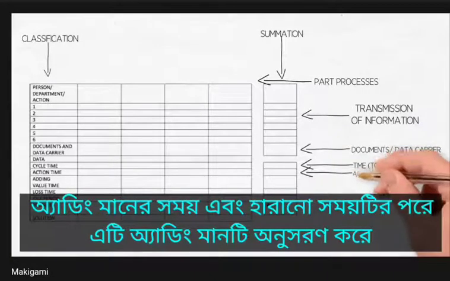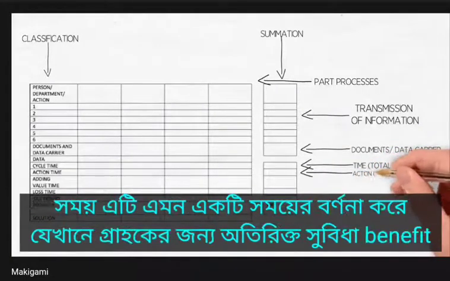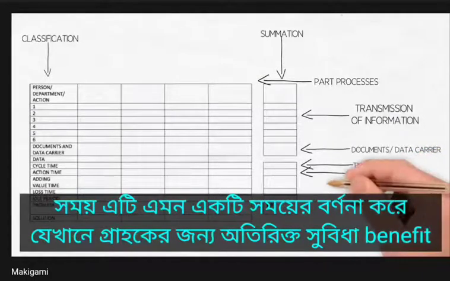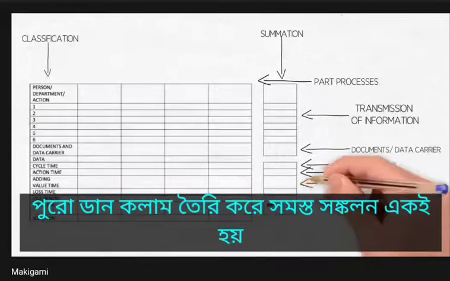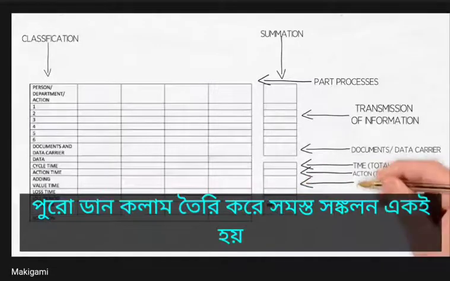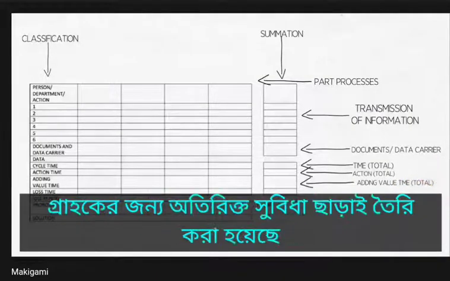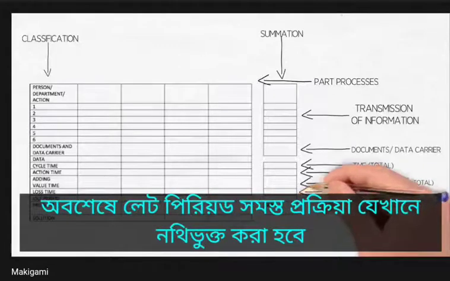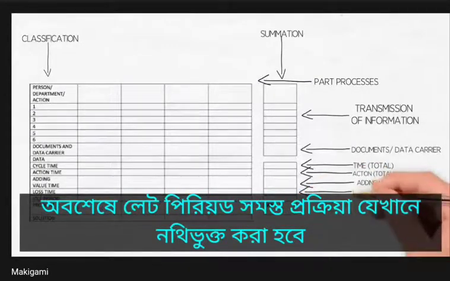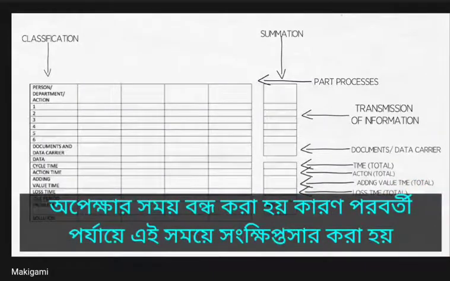This is followed by the adding value time. This describes the period where an additional benefit for the customer is created. The whole right column catches also the summation. This is the same for the loss time, but the loss time describes the time where costs are created without the additional benefit for the customer. Finally, the lay period will be documented. All periods where the process is stopped because of waiting time are summarized at this point.